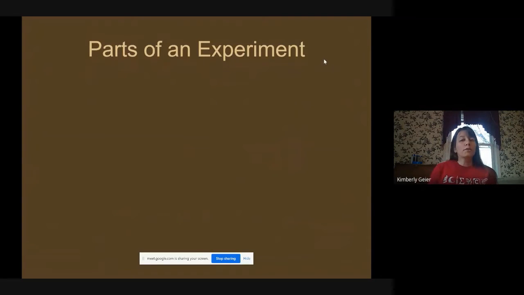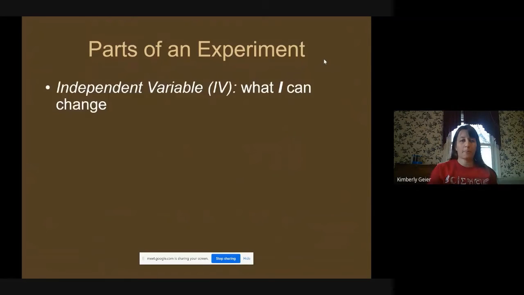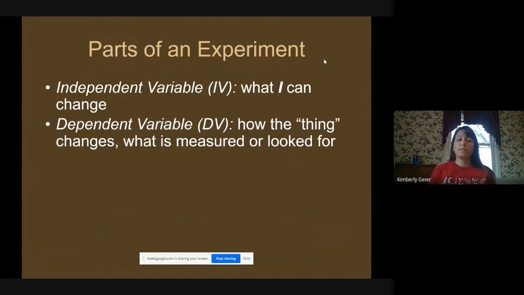So for the parts of an experiment that you need to know, we've already talked about two of them. We've got the independent variable. The independent variable is what I can change. The dependent variable is how the thing changes, what we're measuring, what we're looking for in an experiment.